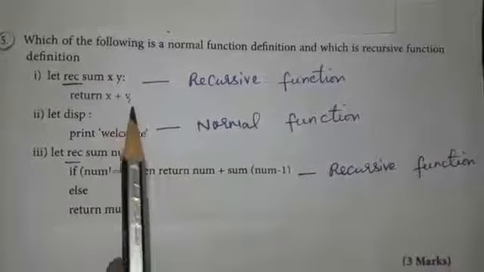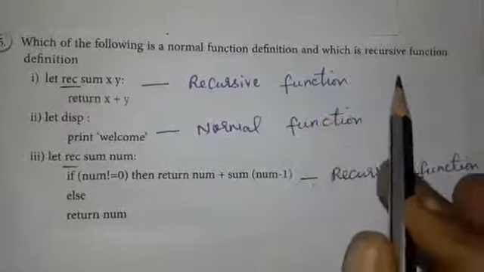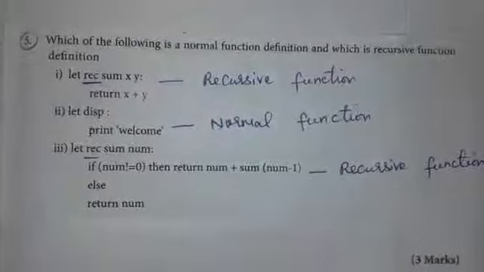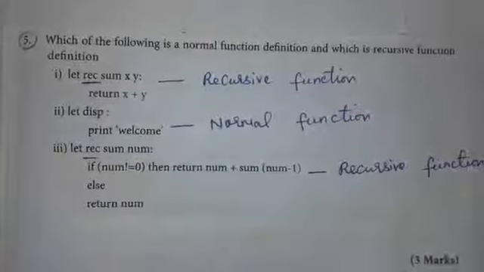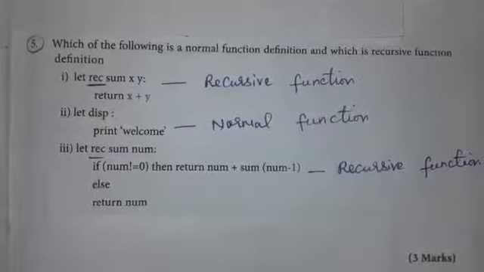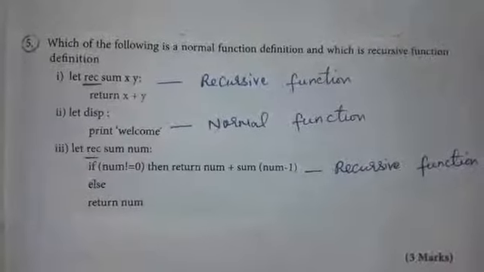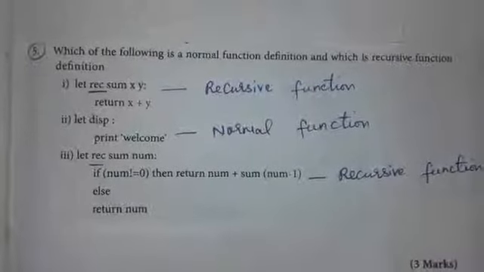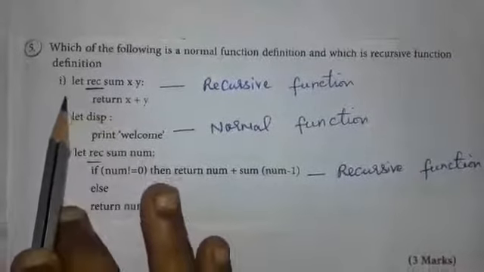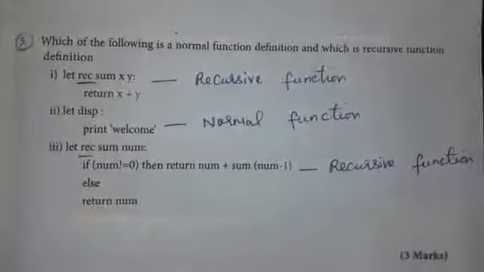First one is: which of the following is a normal function definition and which is a recursive function definition? Now from these three you have to find which is a normal function and which is a recursive function. So let is the keyword for function. If it is a normal function, after let the name of the function will be displayed. If it is a recursive function, REC will be included. See in the first one, let REC sum. So the let keyword with REC means recursive, and sum is the name of the function. So that is a recursive function.